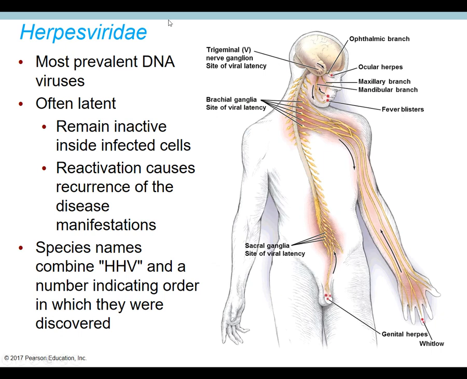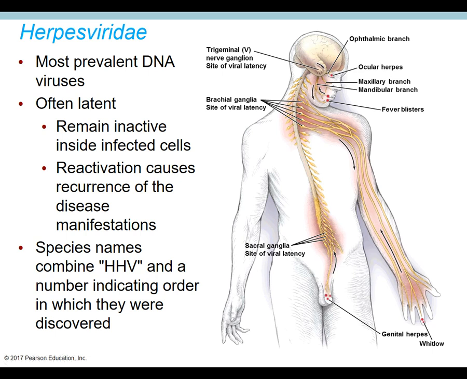Now, herpes. The family that the herpes viruses belong to is called Herpesviridae. So that's the family name of this group. It's really the most prevalent of the DNA viruses. Unlike smallpox, herpes is very often latent. And that means it can be inactive inside of cells and then at some point be reactivated to cause disease to reappear.